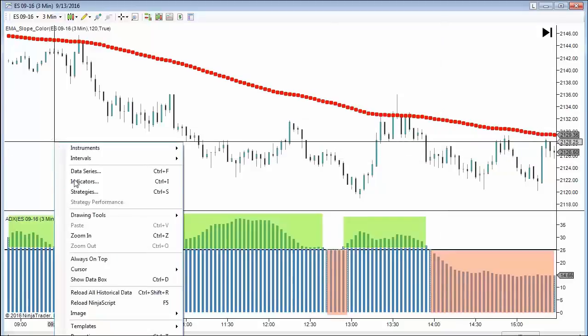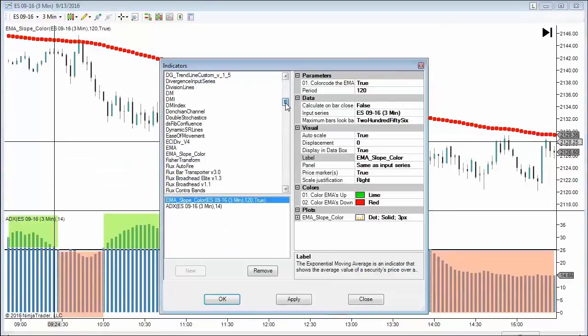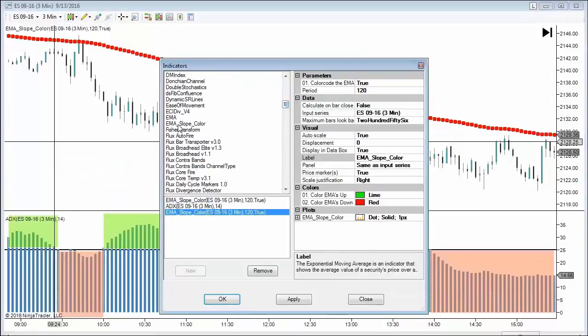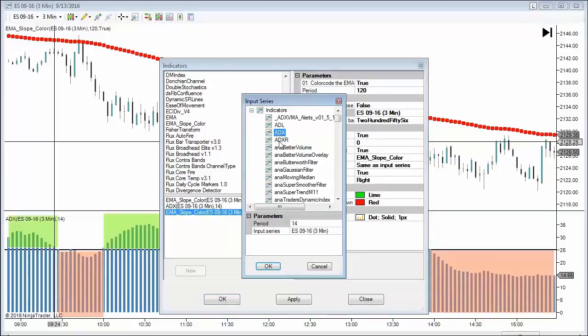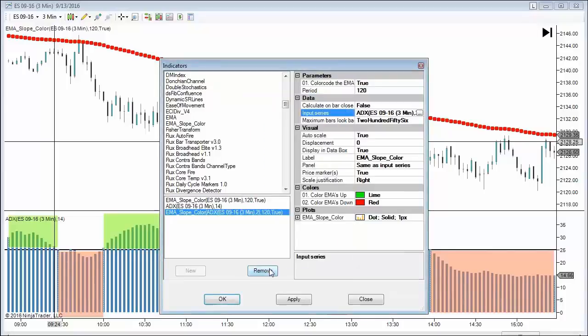Well, I'm going to take that same indicator, the EMA slope color. It's one of the free indicators in our Dropbox that I give you access to. And I'm going to use it a little differently. Where it says input series here, I'm going to click on that parameter and choose the ADX. But I'm going to change the period to 2. Make it very, very fast. So the EMA slope color, when I put the ADX through it, is going to monitor when ADX is starting to increase. Watch what happens when I get that indicator up on the screen here.